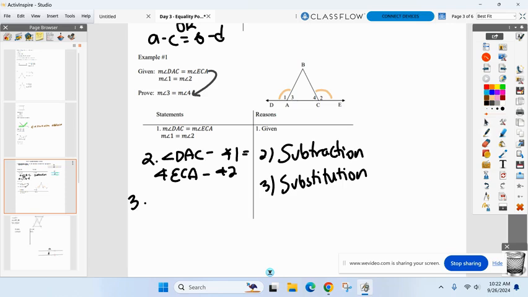Now, what am I going to substitute in for DAC minus angle 1? That would be what angle's left now? Angle 3. And ECA minus angle 2, that's going to be angle 4. Does anything change from addition yesterday? Nope, just got to determine which one it is. Any issues here? I got one more, maybe subtraction one, maybe.